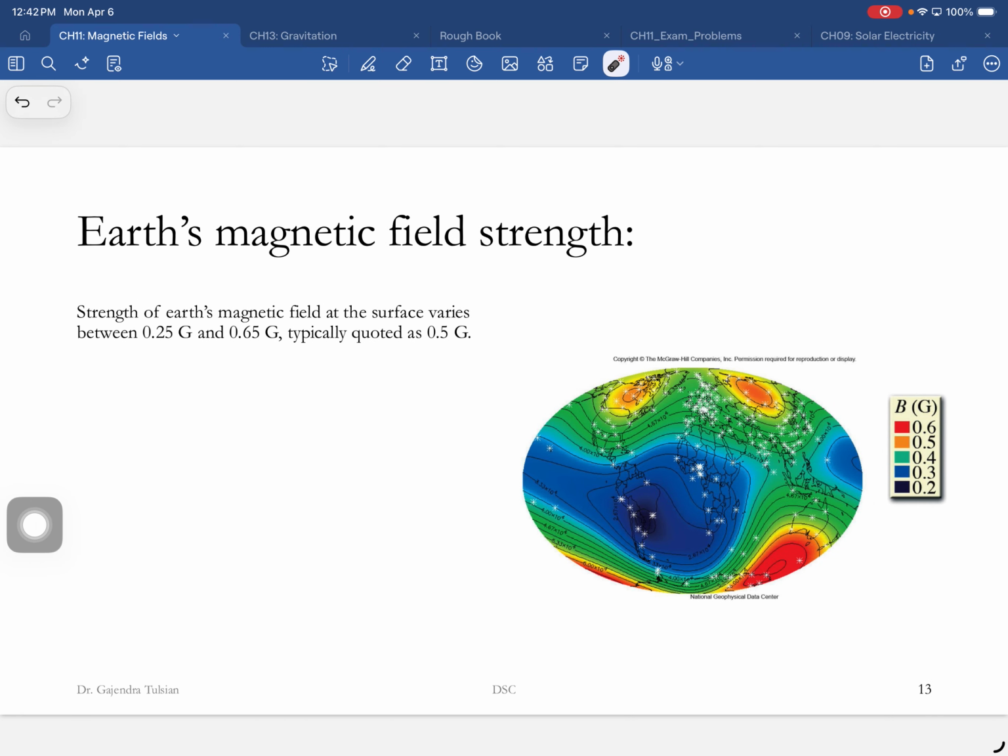All right, so here's a map of the Earth's magnetic field on the surface. You can see it's not uniform. This is in Gauss, and it's strongest near the poles. So the Earth's magnetic field at the surface varies between 0.25 and 0.65 Gauss.